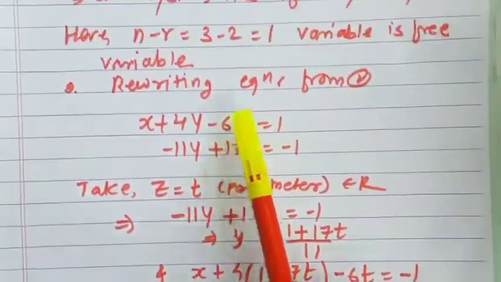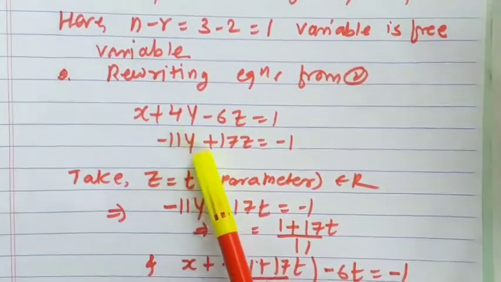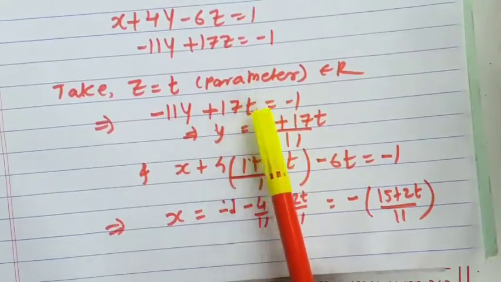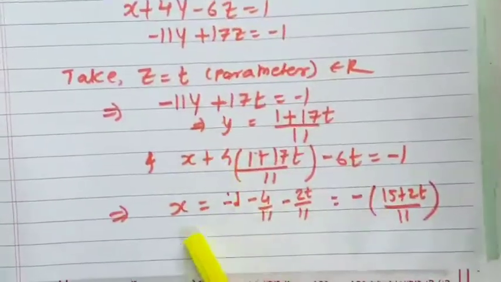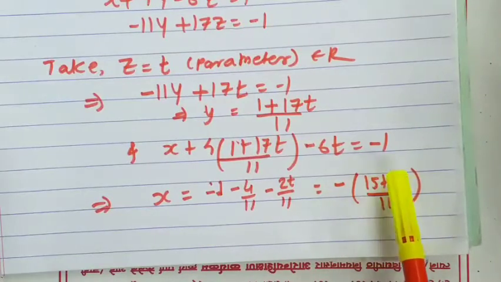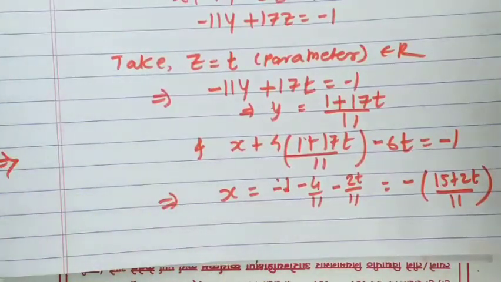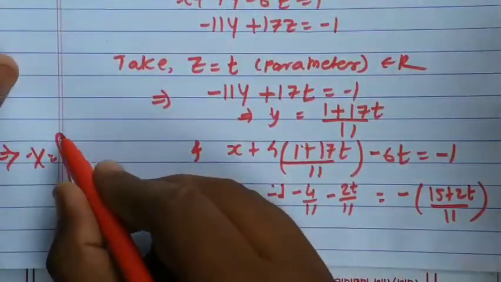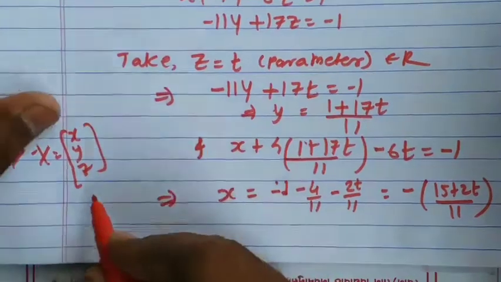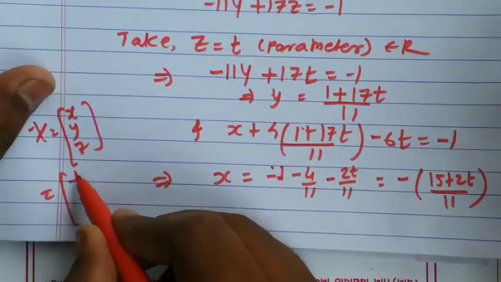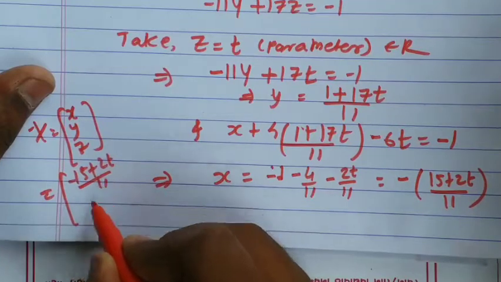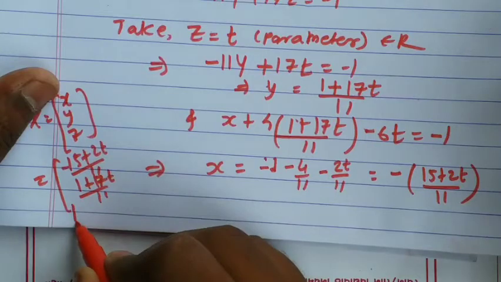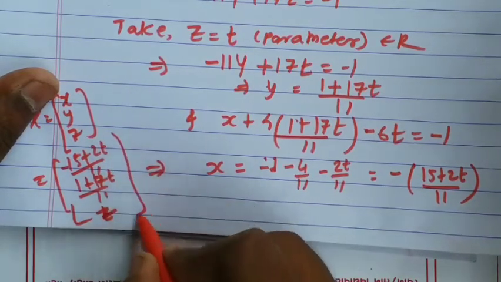I have done the calculations from the second equation. If you put z equal to t, you will get the value of y as (1 plus 17t) by 11. And if you put the values of z and y in the first equation, we will get the value of x as (minus 15 plus 2t) by 11. So this is your final solution. That is, (x, y, z) equals: the value of x that we have obtained is (minus 15 plus 2t) by 11, the value of y is (1 plus 17t) by 11, and the value of z is t, where t belongs to R.